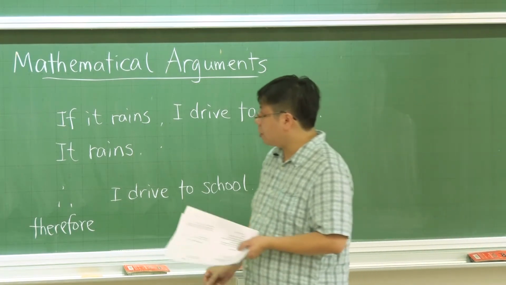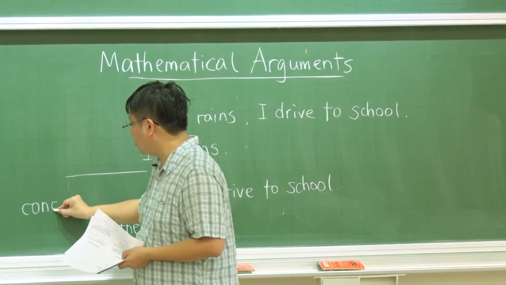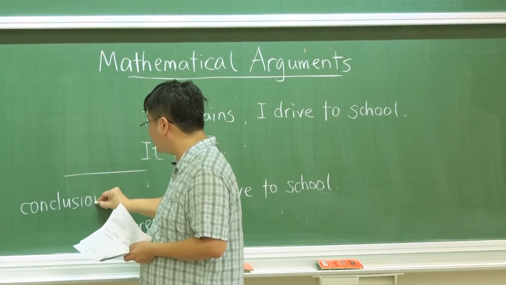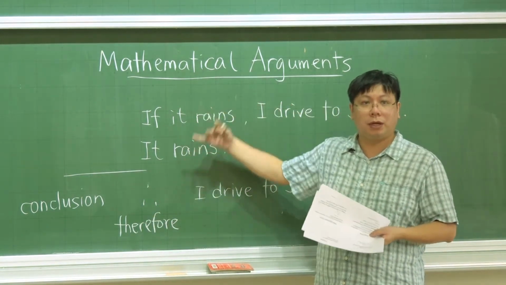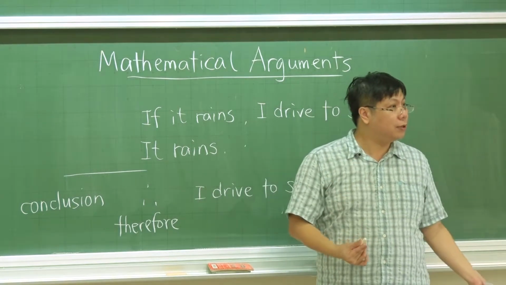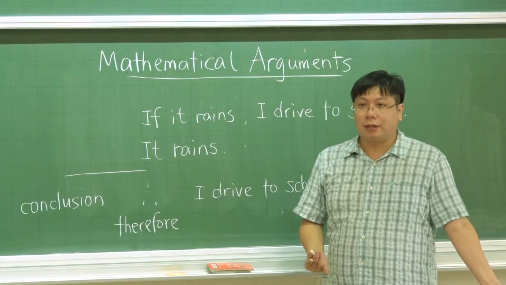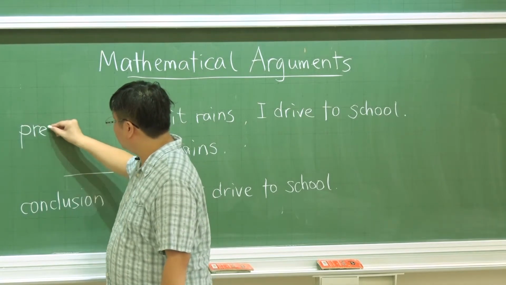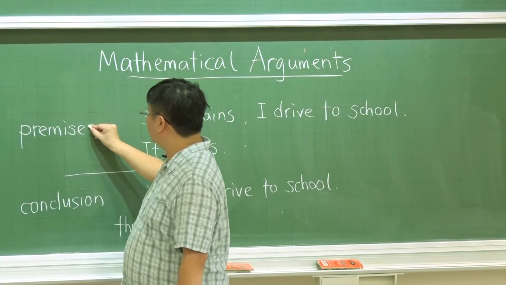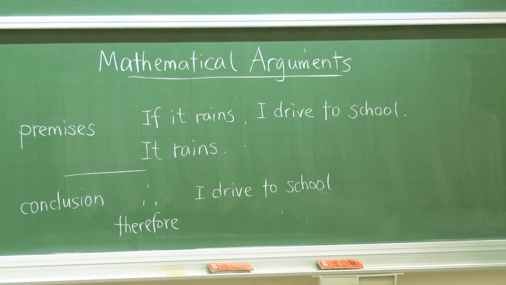Mathematical arguments usually have two parts. This part we call the conclusion. It is something that is not known at the beginning, but it follows from the facts that we know. We collect the facts that we know and think about what new information they give us. The facts that we have here are called premises. So this works, right?